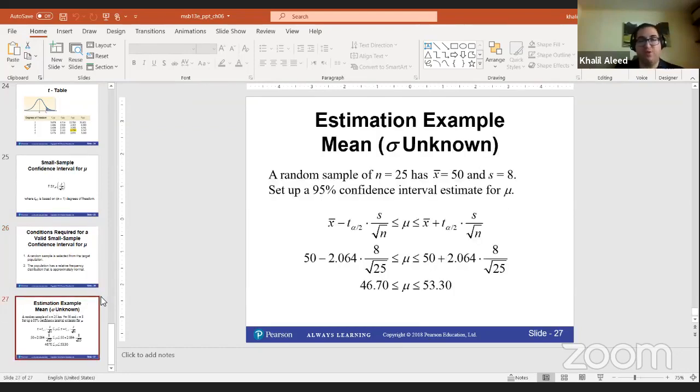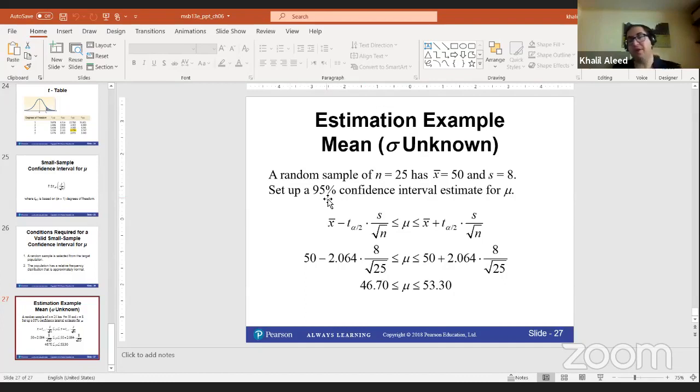Another example, hopefully this will make it clearer how we calculate the confidence interval, but this time using T instead of Z. So let's say I have a random sample. The sample size is 25 observations. This sample has a mean of 50. The standard deviation of the sample is equal to 8. What I want to do is to estimate the population mean with a confidence level of 95%.